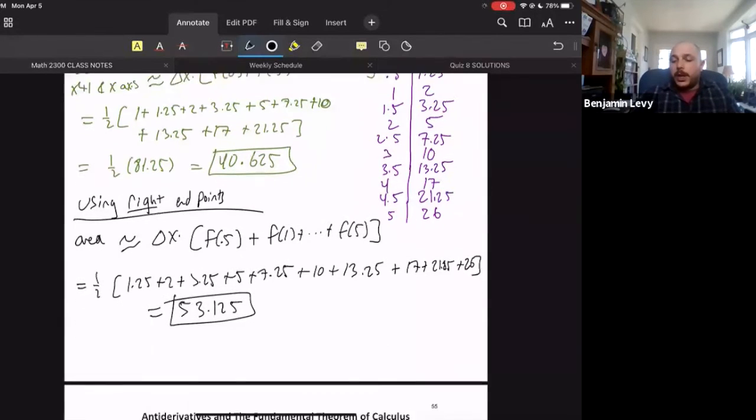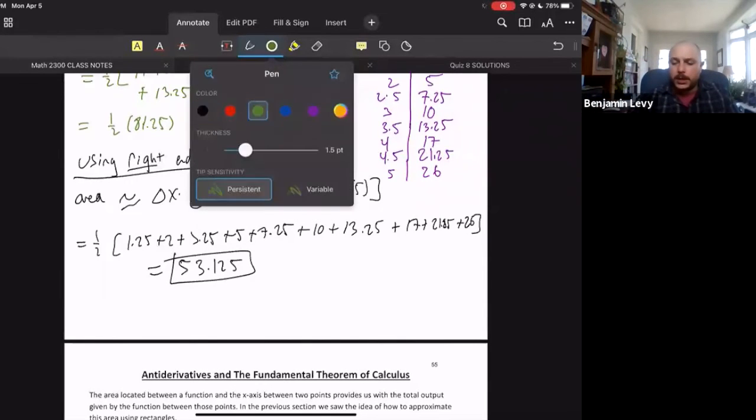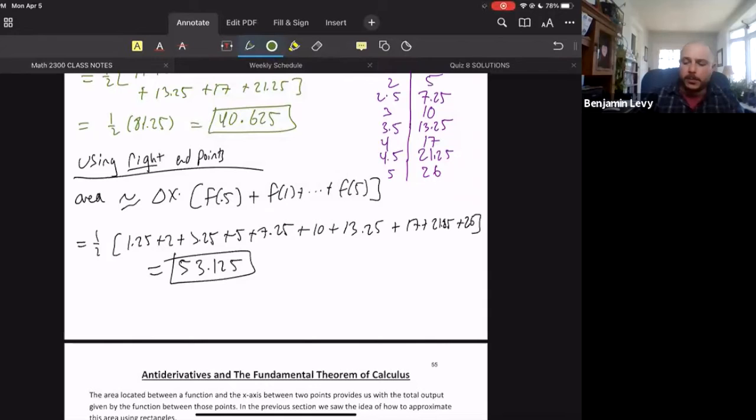As John's pointing out, the real area lies between the two of them. If you wanted a great estimate, you could average those two things. I'm not going to necessarily ask you to do that ever, but it's at least worth noting that the area bounded between our function and the x-axis is between these two numbers.